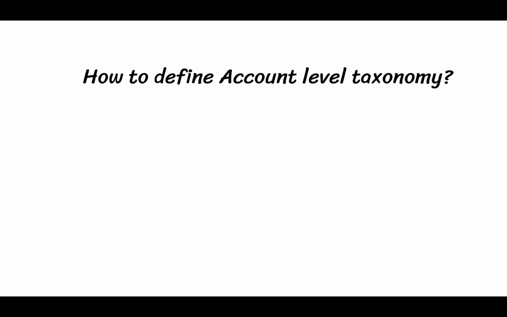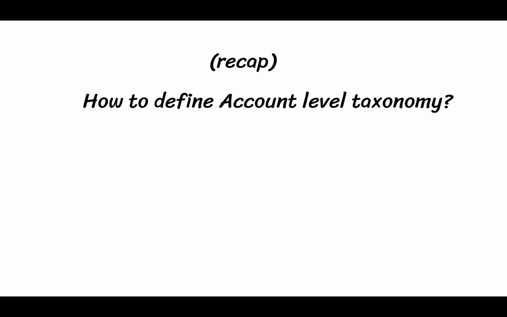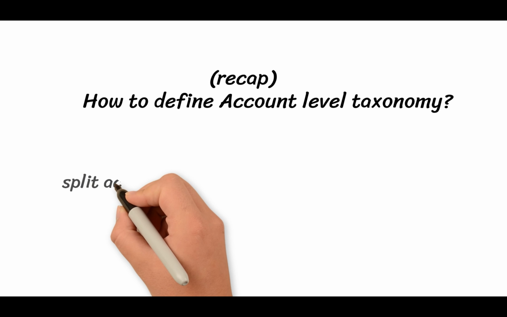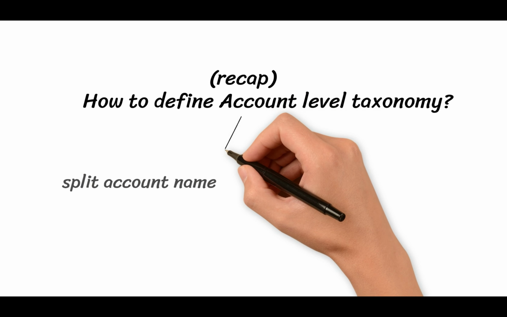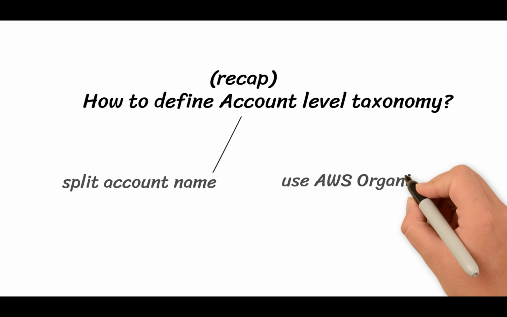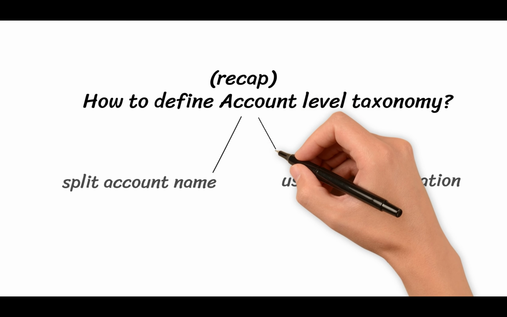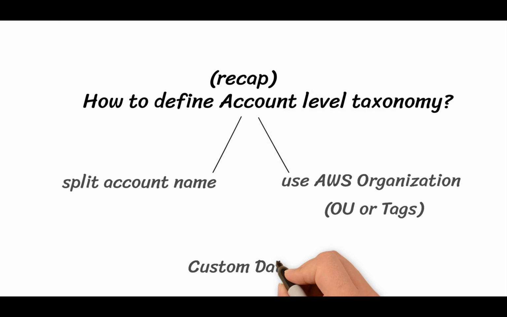So let's recap. There are three major methods to define account-level taxonomy of business units. First, and the simplest, is to extract this information from account names, if you have consistent account naming. The second, and the most flexible, is to use AWS Organizations tags. Especially using hierarchy tags is a very flexible way to set up your taxonomy. And finally, any other third-party source of account information also can be integrated.